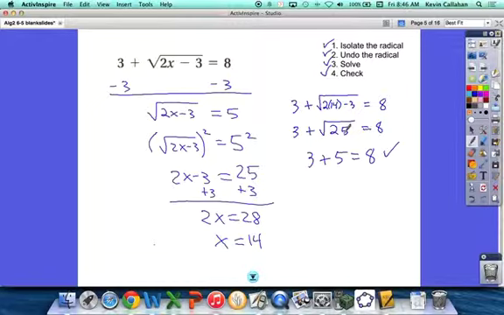But just take the square root of 25. Just like here, we squared 5 to get 25. Here, we took the square root of 25 and we got 5.